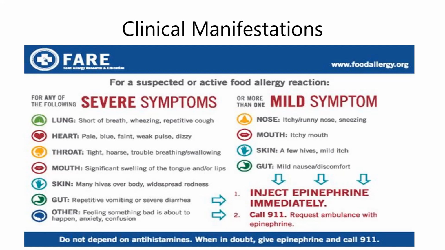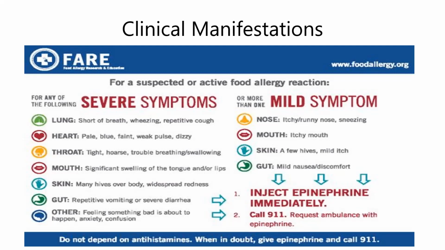When you're having an anaphylactic reaction, severe symptoms, your color becomes pale. You can become blue because you're short of breath and not getting enough oxygen because your airways are swelling shut. You can become faint because your blood pressure drops. You have a weak, thready pulse, and you can get dizzy. So just remember, the heart can do lots of different things. Your throat can get tight, you can get hoarse, you have trouble breathing, and you have trouble swallowing.